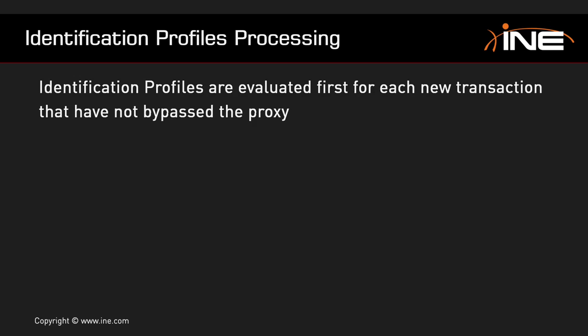Identification profiles are one of those elements that are evaluated first for each of the new transactions traversing through the proxy. In our next session, I'm going to show you that the first thing that actually happens for a new connection is going to be a bypass lookup. Like we have the option to bypass WSA for transactions based on addresses of the clients, for example. So this is going to be the first thing, but assuming that the transaction is not on the bypass list, is not part of our bypass policy, identification profiles will be evaluated next.